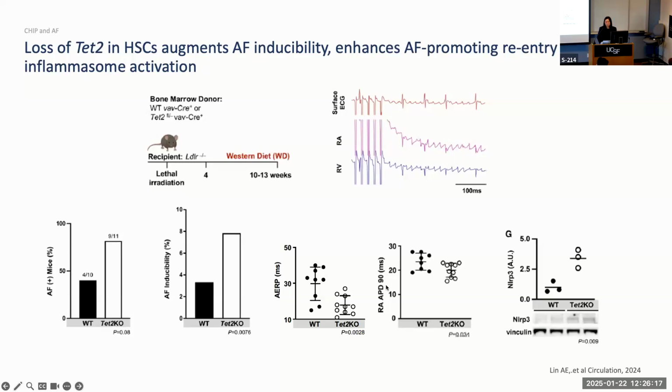What's also notable is that when we look at the atria of these mice, we see that they have an increase in NLRP3 expression. And we should remind ourselves that these mice only have a perturbation of loss of TET2 in hematopoietic lineages. The cardiomyocytes are in fact normal, if by normal you mean proatherogenic in an LDLR deficient background, but essentially normal in terms of what we're using in our mouse model.